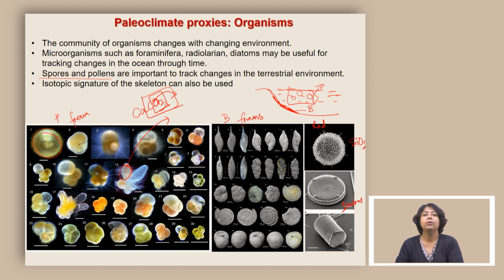Even spores and pollens can tell us something in more detail if we look at their isotopic signature, but it is not always going to be the oxygen isotope. There are other stable isotopes that one can use to learn more about the terrestrial condition.